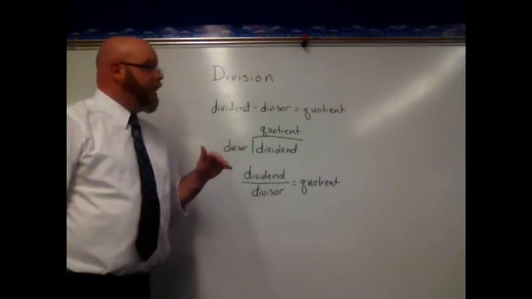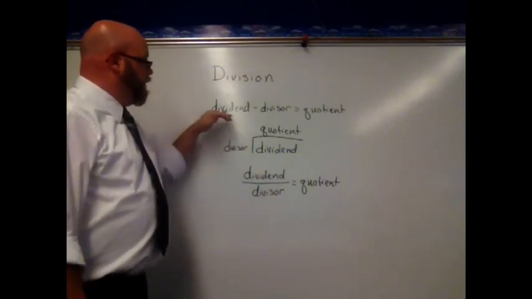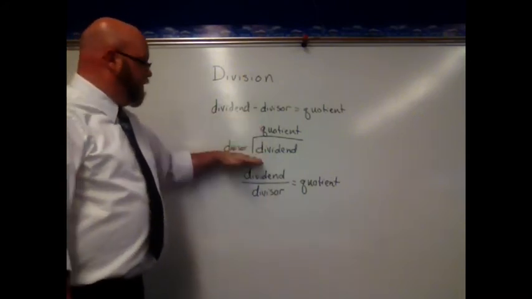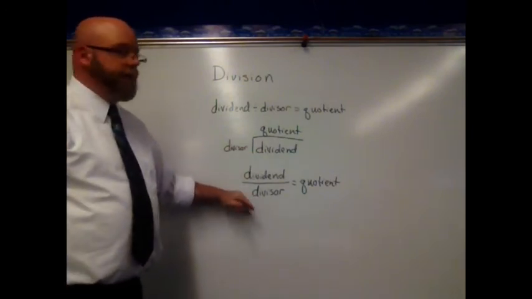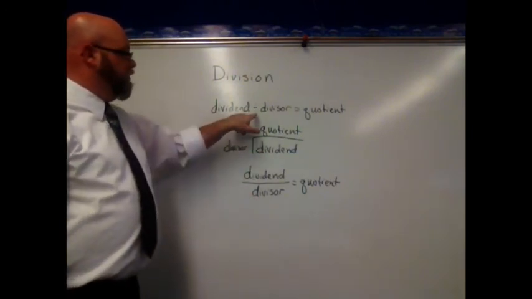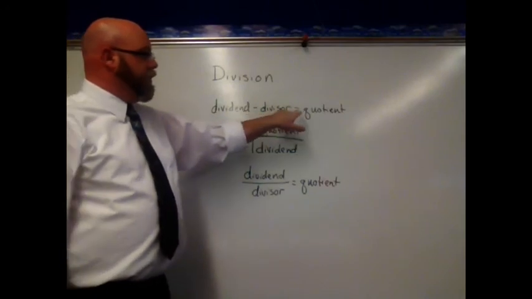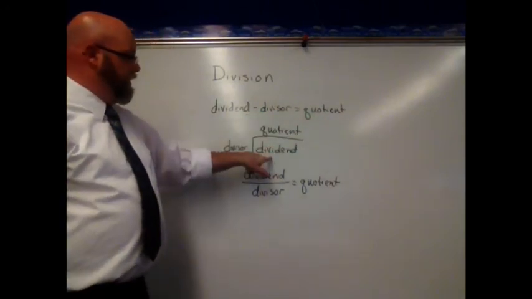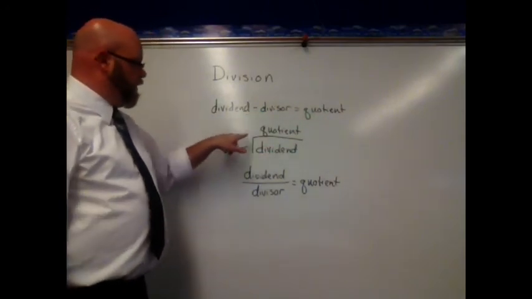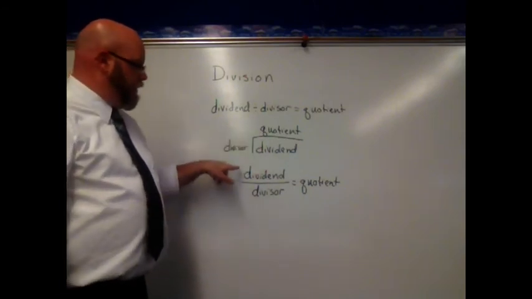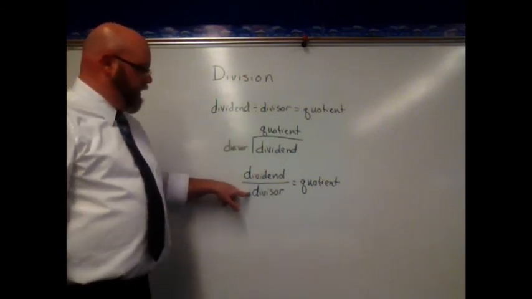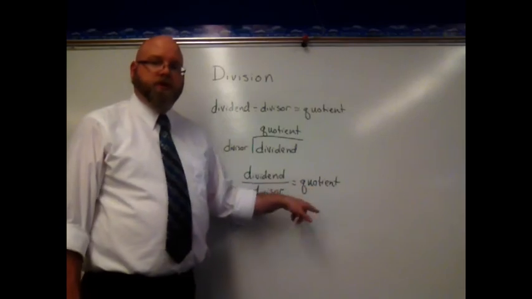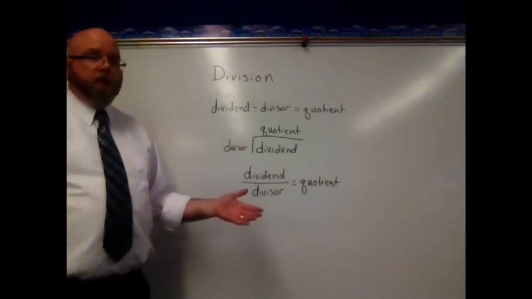No matter what type of system we're using, division symbol, division box, or fraction sign, the dividend is always divided by the divisor and will equal the quotient. That's how it's always going to work for division.